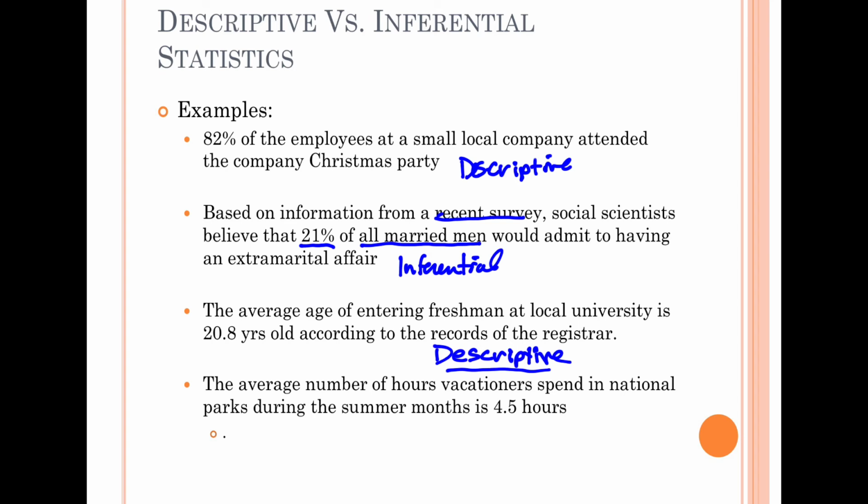Number four: the average number of hours vacationers spend in national parks during the summer months is 4.5 hours. Oh, this is probably a big enough population where we're back to some inferential statistics going on here. We're not going to be able to know the actual time that all vacationers are spending in national parks.